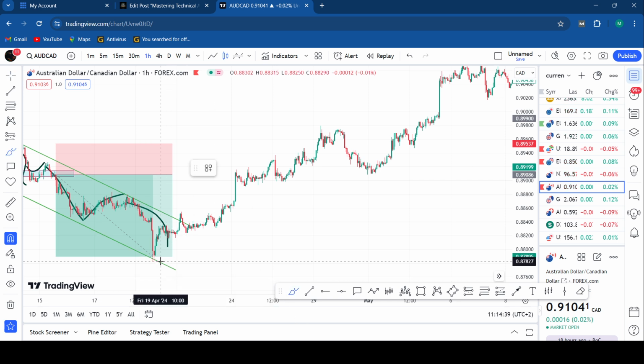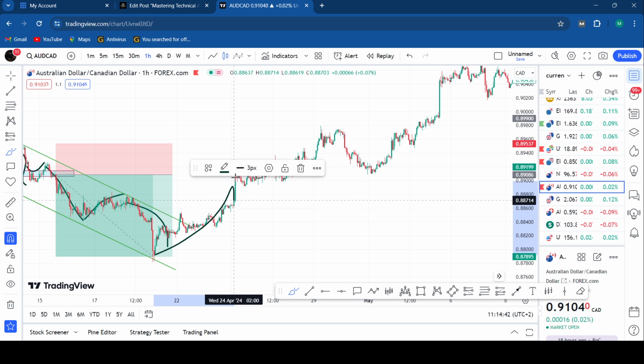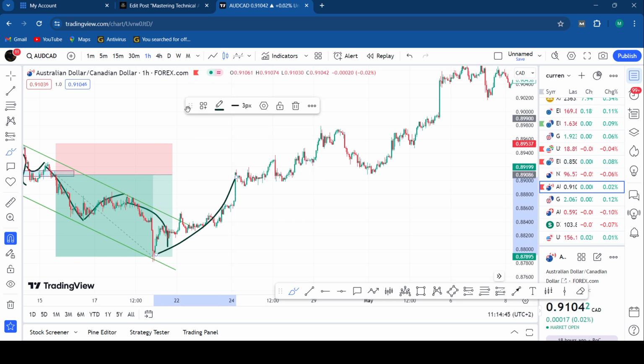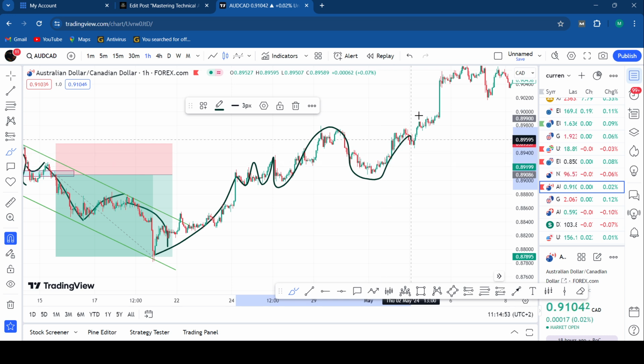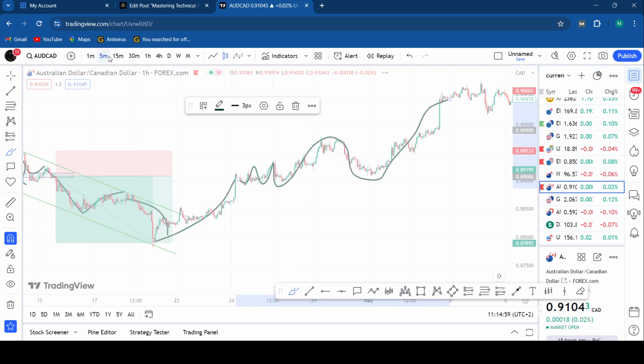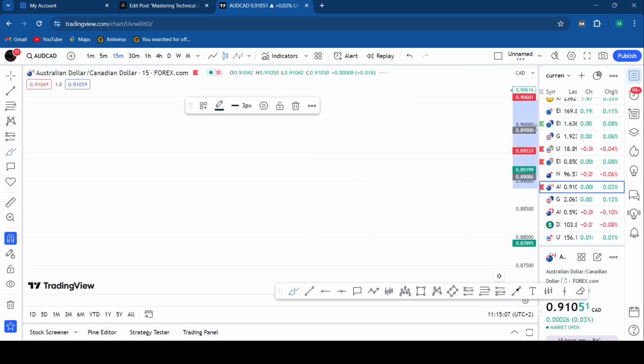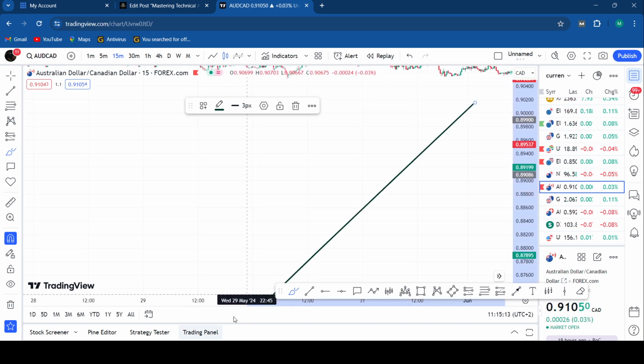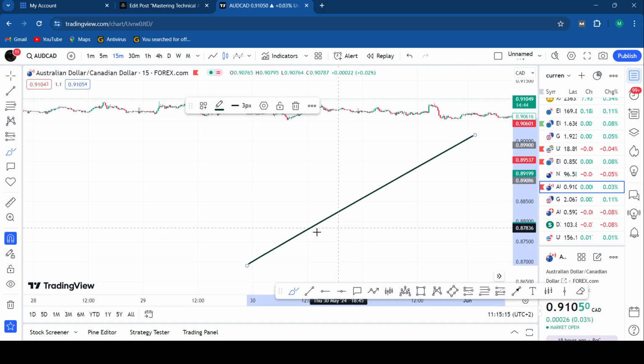One more time, we have impulse moves to the upside, the market corrects, then there's impulse moves to the upside, the market corrects, impulse moves to the upside. So the market is always doing the same thing. Even if you go into the 5-minute chart or the 15-minute chart, the market moves in impulse corrections on every chart, guys. So let me just erase this.